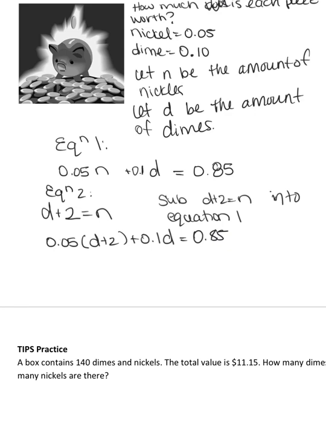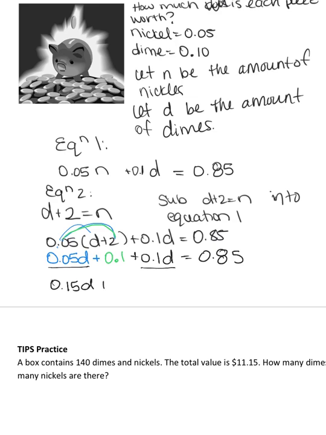Okay, so if I do 0.05 times D, that's going to give me 0.05 Ds plus 0.05 times 2, that's going to give me 0.1 plus 0.1D, because that's what was outside of the bracket, and this whole mess is going to equal 85 cents. Okay, well, now I can collect my like terms, and this one has a D in it, and this one has a D in it. So I can add those together. 0.05 plus 0.1, that's 0.15.